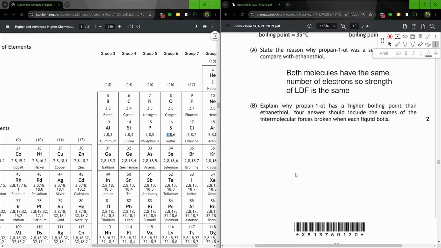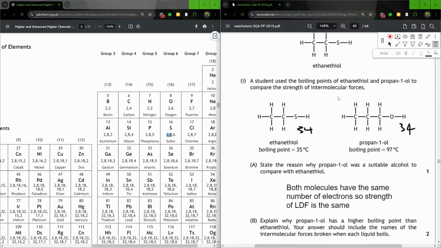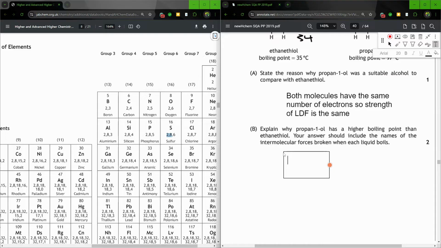Explain why propan-1-ol has a higher boiling point than ethanethiol. The answer should include the names of the intermolecular forces broken when each liquid boils. So if you have a look here, they both have the same number of electrons. So LDF is the same as previously established, but this one has hydrogen bonded to O, which means propan-1-ol can make hydrogen bonds with itself, which are very strong, stronger than normal PD-PD interactions.